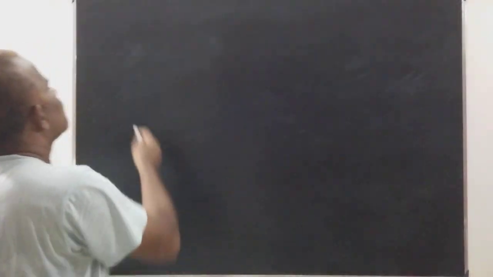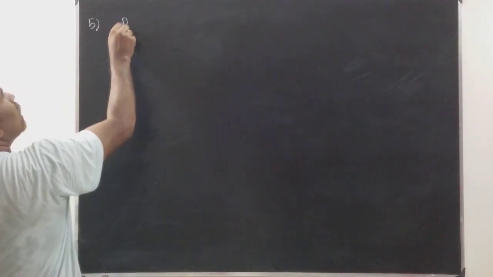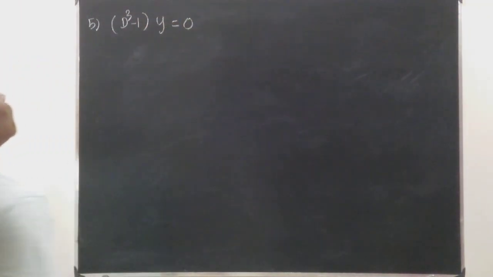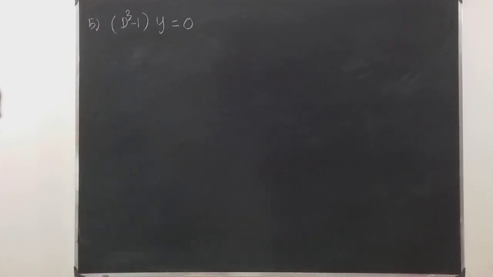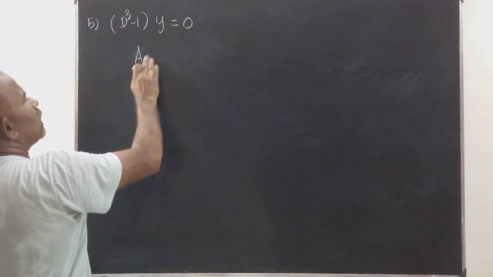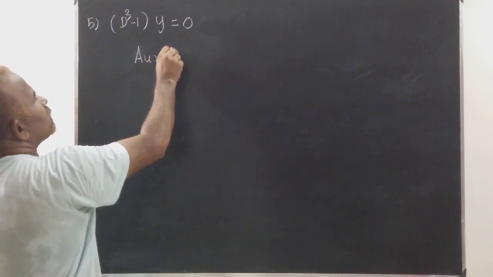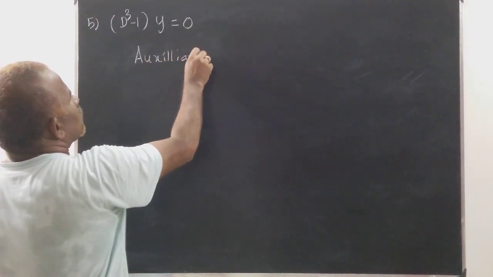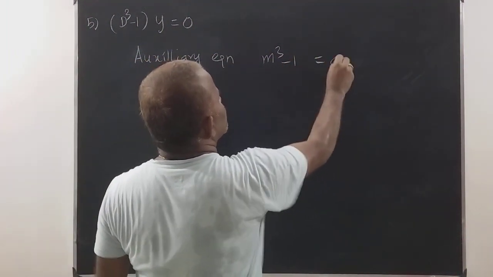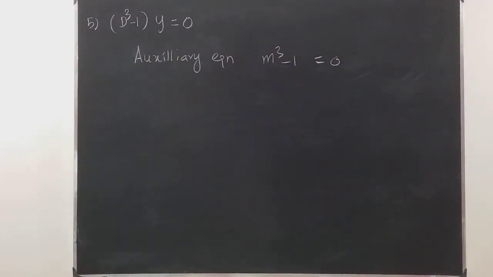Problem number 5 is d cube minus 1 into y is equal to 0. Okay. This problem also we will solve by using the same method. Find the auxiliary equation. m cube minus 1 is equal to 0.